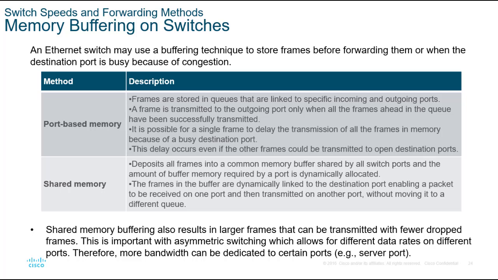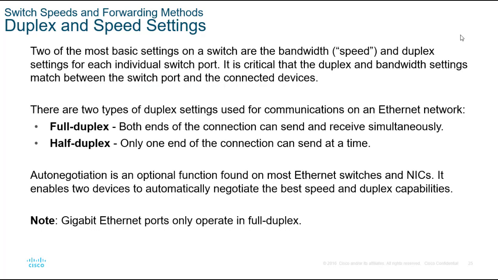Asymmetric switching uses different data rates on different ports, such as a server on a 10 gigabits per second switch port, which needs more bandwidth resources, versus PCs on 1 gigabit per second switch ports. A couple of basic settings on a switch are bandwidth and duplex. It is very important that duplex and bandwidth settings match at both ends of the connection.